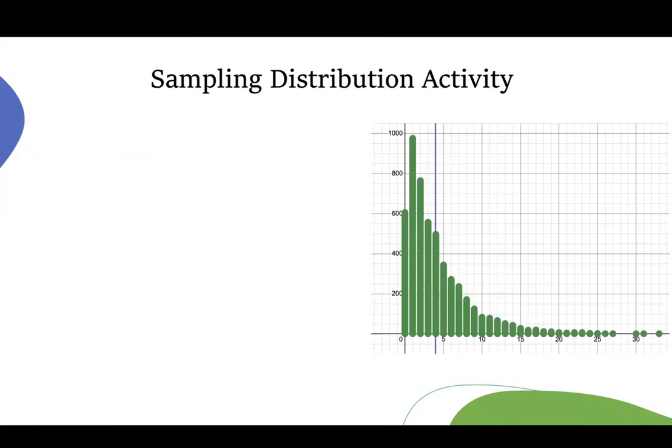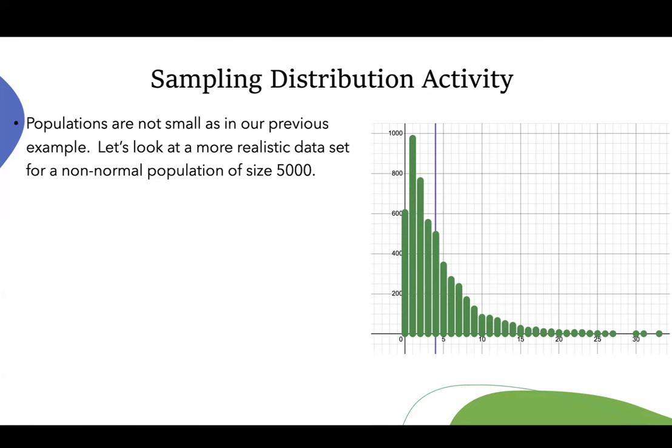So the next thing we're going to do is expand our population to something that is more realistic. Populations are often not so small, like the 5 patients in our example. Let's look at a more realistic set of data for a non-normal population of size 5,000. This is a snapshot of DESMOS, but I'm going to go back to DESMOS and show this to you more hands-on.